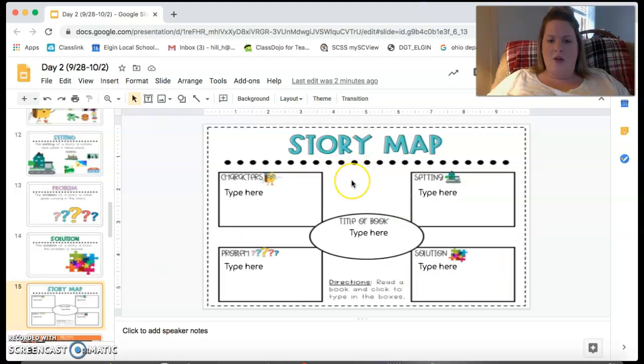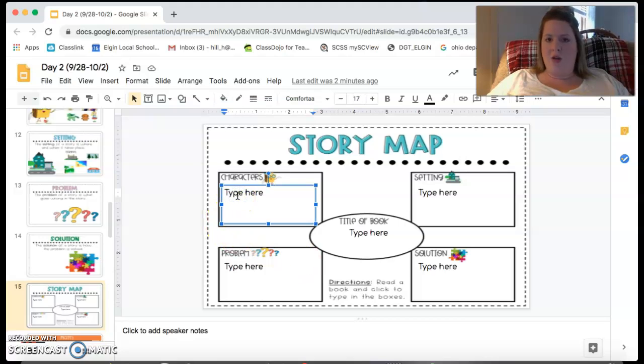So we're going to go down here to story map, and this is where you kind of press play so you can see what you need to do. After you have read The Old Lady Who Swallowed Some Leaves, you are going to type in this box who the characters are, okay? You're going to type in this box where you think the setting might take place. You might have to think about that one. You're going to type in the box what the problem is. You're going to type what the solution is. And then right here, you're going to type the title of the book, okay? That's all you have to do for this one.